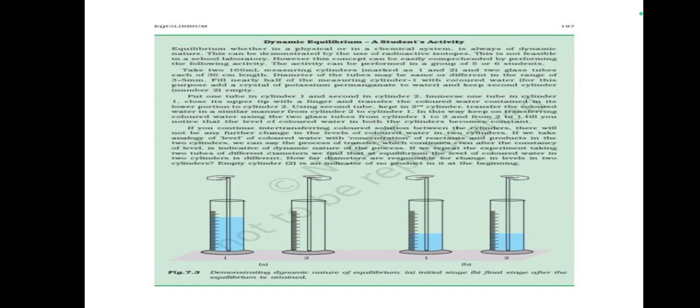The activity can be performed in a group of 5 to 6 students. Take 200 milliliter measuring cylinders marked 1 and 2, and two glass tubes, each of 30 centimeter length. The diameter of the tubes may be the same or different, in the range of 3 to 5 millimeter. Fill nearly half of measuring cylinder 1 with colored water. For this purpose, add a crystal of potassium permanganate to water, and keep the second cylinder, number 2, empty.